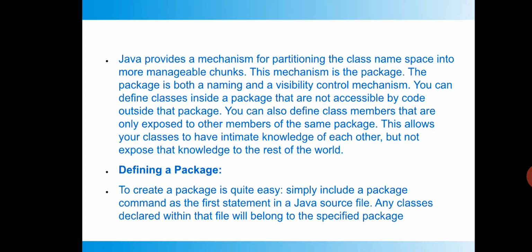Now we will see that a package is both a naming and visibility control mechanism. You can define classes inside a package that are not accessible by code outside that package. So that is one thing. If you want to create some classes and access those classes inside the package, you can access them, but you can restrict that code from being accessed from outside the package.